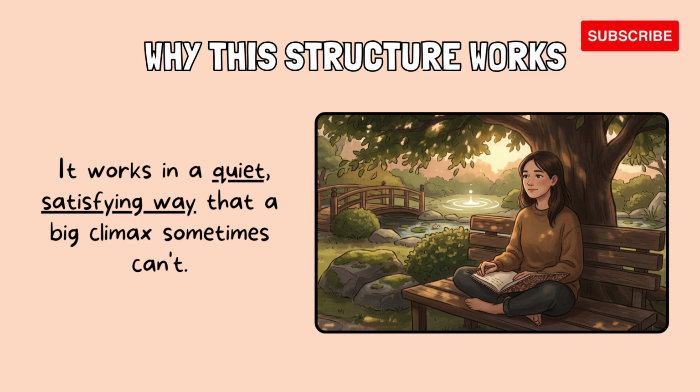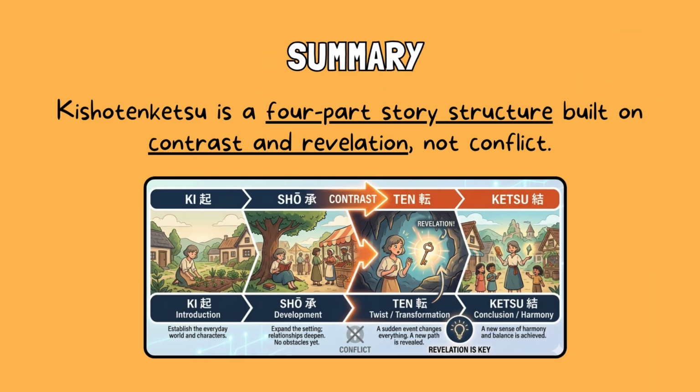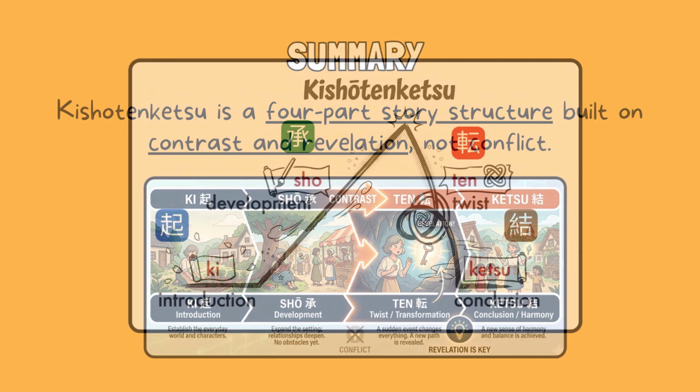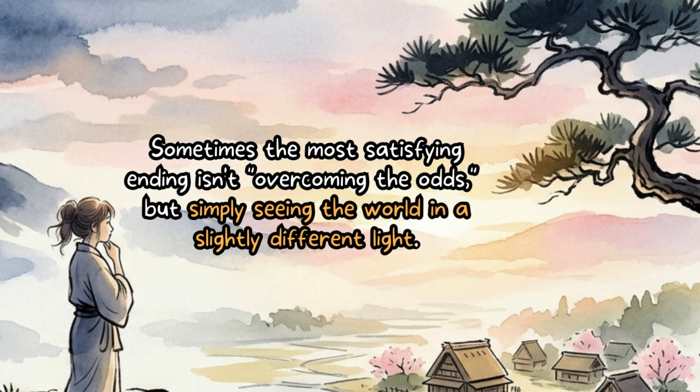In summary, Kishotenketsu is a four-part story structure built on contrast and revelation, not conflict. Ki introduces the world, Sho deepens it, Ten surprises the reader with something new, and Ketsu connects everything together into a moment of meaning. It's a reminder that sometimes the most satisfying ending isn't overcoming the odds, but simply seeing the world in a slightly different light.